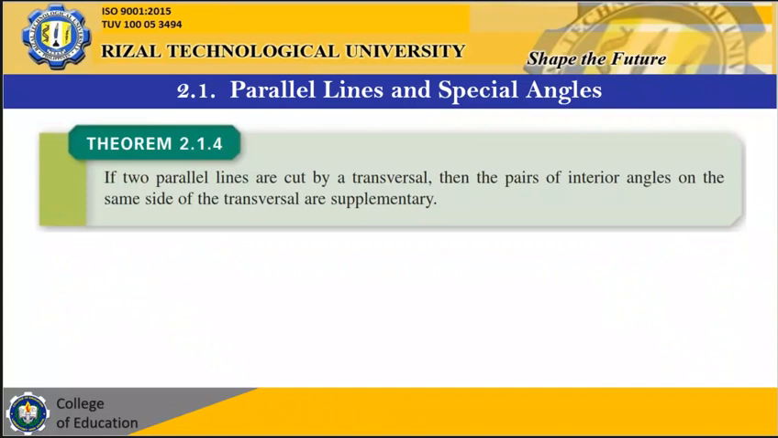Next we have, if two parallel lines are cut by a transversal, then the pairs of interior angles on the same side of the transversal are supplementary. So we are talking about interior angles on the same side of the transversal. And let's prove that they are supplementary. So again, let's illustrate that first using our figure.